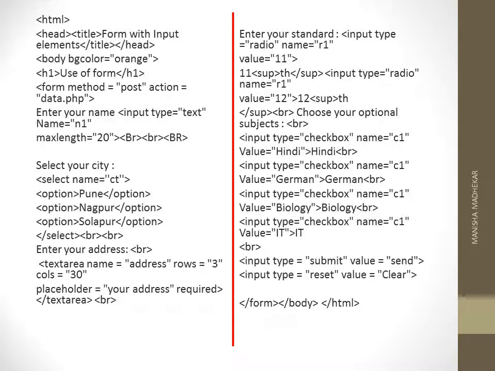Then choose your optional subjects. For this, there are check boxes from which you can select multiple boxes. Then the input type is equal to submit button to send the value. Input type is equal to reset to clear the value. So this is the basic code for form designing.